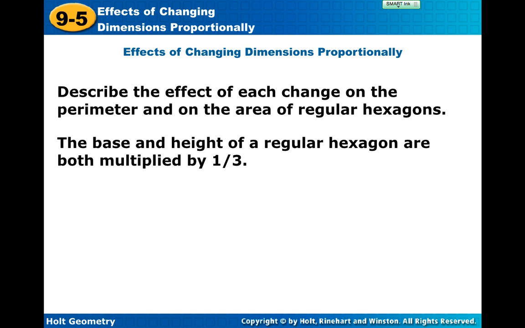by what. Okay, so this one we have regular hexagons. The base and height of the regular hexagon are both multiplied by 1/3. So what effect will that have on its perimeter and on its area? How will that affect the perimeter and the area?